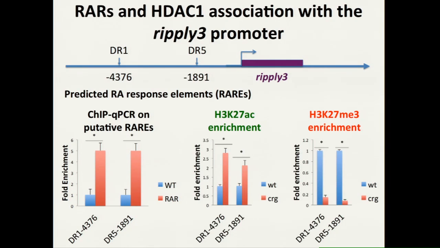So we looked at H3K27 acetylation, which is an active histone mark. When HDAC1 is gone, it is enriched. For the repressive histone mark, H3K27 trimethylation, when HDAC is gone, it is less enriched. So this study suggests RA receptor and HDAC1 both have potentially been shown to act as repressors of Ripply3.